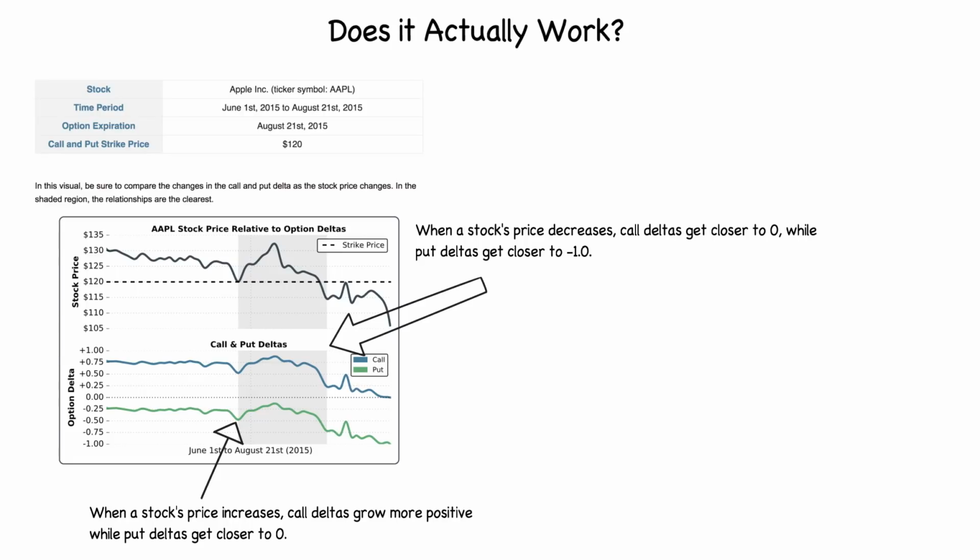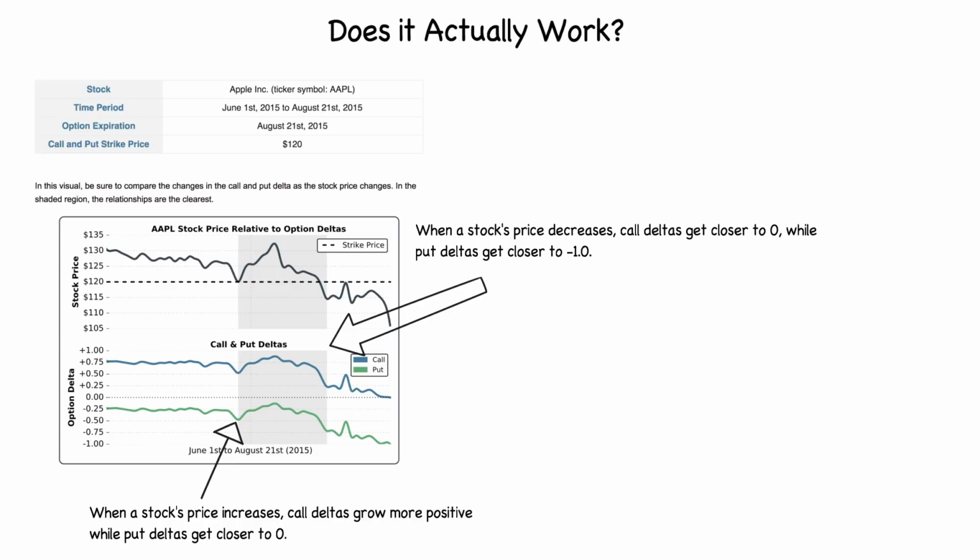Now that's because with the collapse in Apple's price to $115, that 120 call is now out of the money and now has a significantly lower probability of expiring in the money compared to when the stock price was at 133. But that 120 put is now in the money, and therefore the put option's delta is closer to negative 1, which represents a higher probability of that put option expiring in the money.